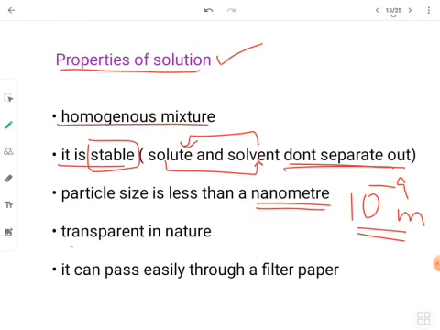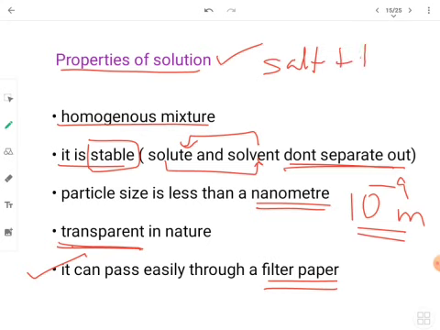Next point, it is transparent in nature. Now this I don't think I need to explain. It is pretty well observed and seen by you, right? Last point is important. It can pass easily through a filter paper. Now imagine if I ask you to separate the salt and water using a filter paper. Can you separate them with a filter paper? No. Why? Because the particles of both the salt and water are so small that both of them are going to pass through the filter paper.